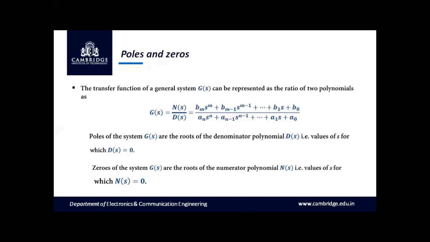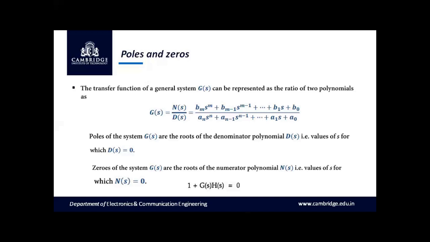Now, our point of interest is the characteristic equation 1 plus G of S into H of S is equal to 0. And we have to calculate the roots of this characteristic equation, that is nothing but the poles, and we are going to analyze the location of the poles and we will be judging the stability based upon the location of the poles.